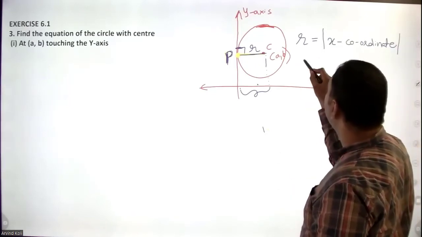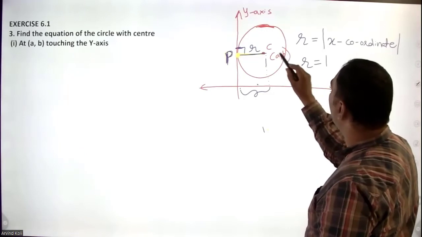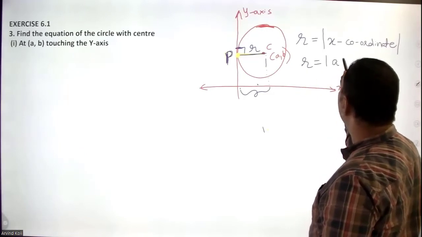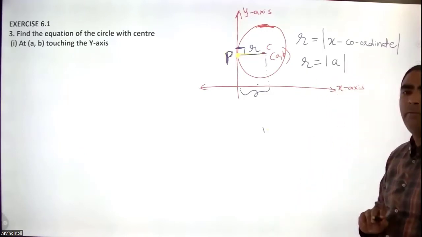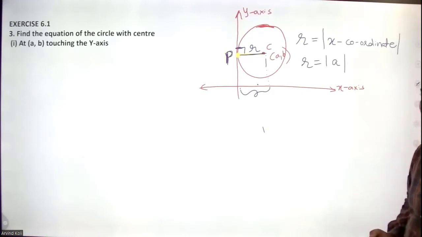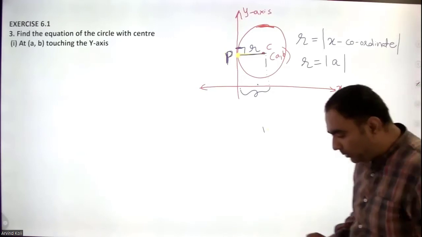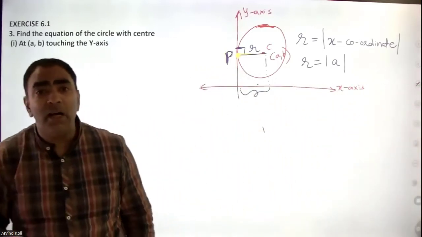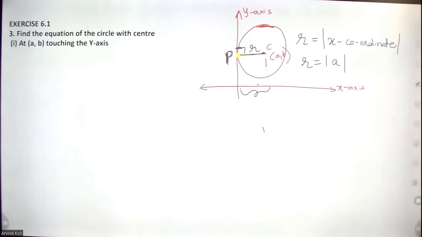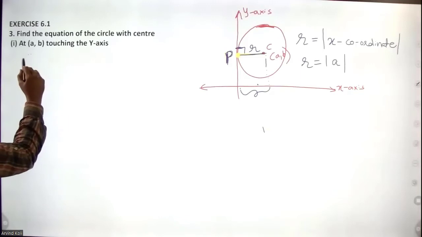In this case, r will be equal to modulus of a. I hope this part is clear to all of us. Now, we are having the center and also we are having the radius. So now, students, let us have a look at the solution.